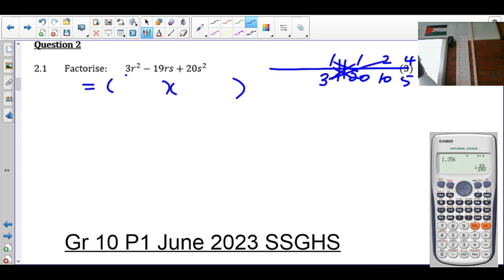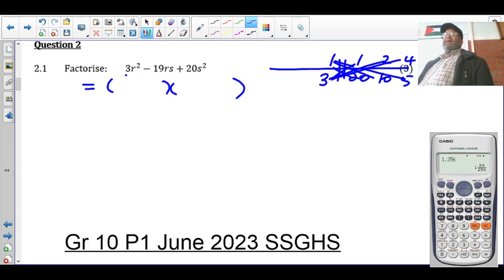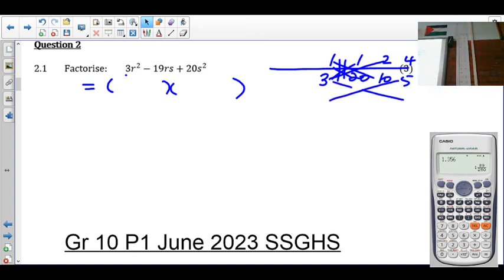3 times 2 is 6. So it's going to be 10, 16. 1 times 5 is 5. That's going to be 12. What's 5 plus 12? 19. No? 17, not 19. Right, so what must we do?